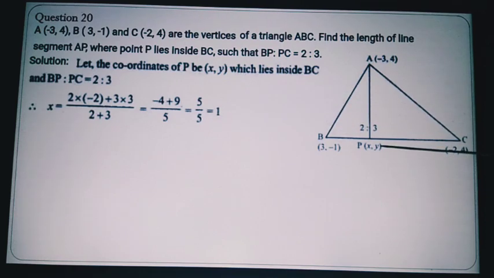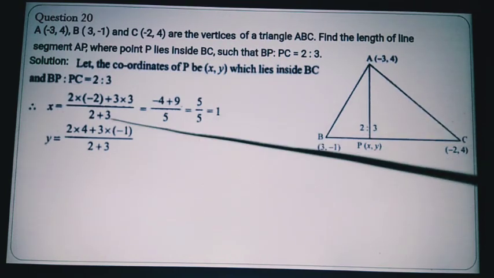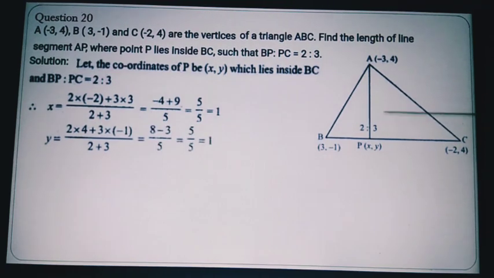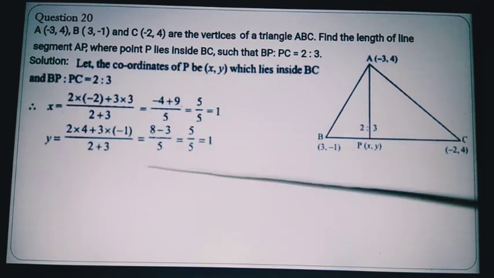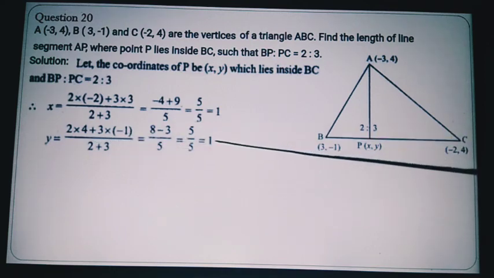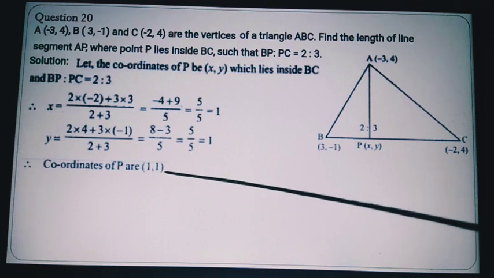Similarly, let's find the value of y. So y can be found using m1 y2, that's 2 into 4, plus m2 y1, that is 3 into minus 1, divided by m1 plus m2. Simplify this, and you'll get y to be 1. So we got the coordinate of P, which is 1, 1. The coordinates of P are 1, 1.